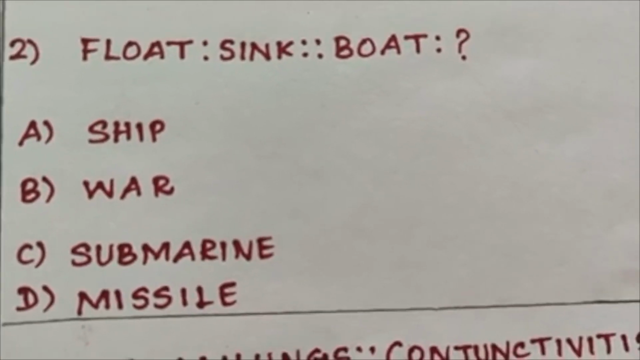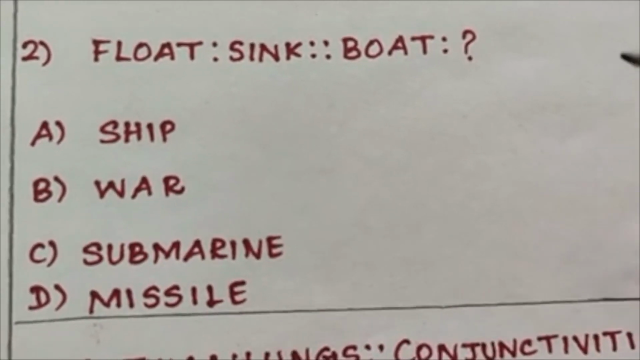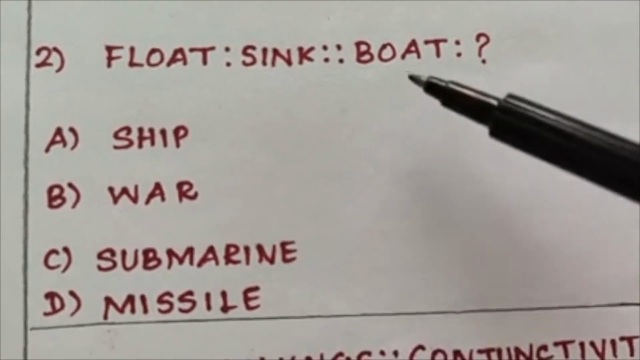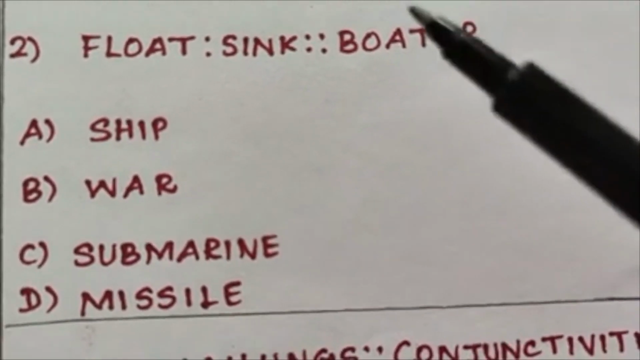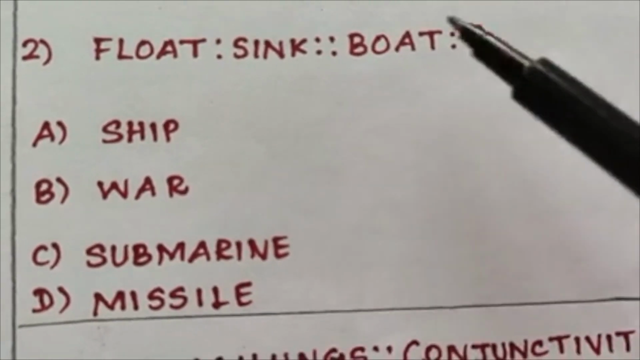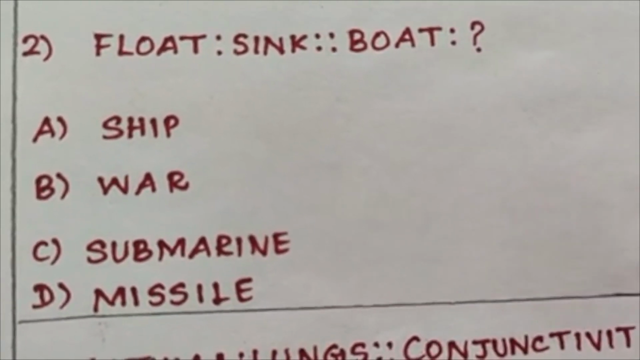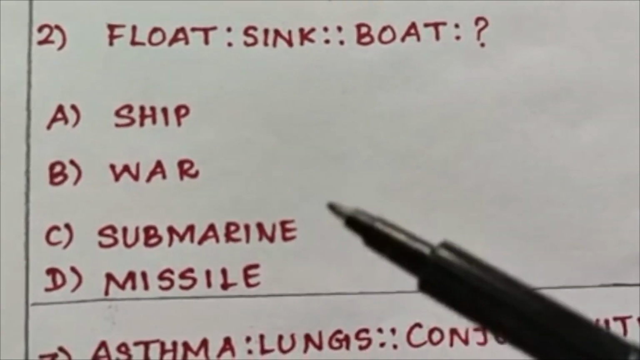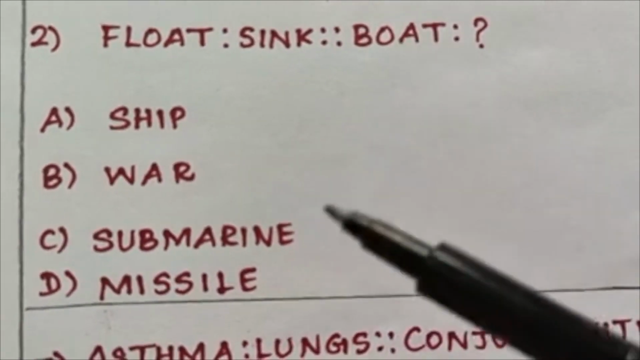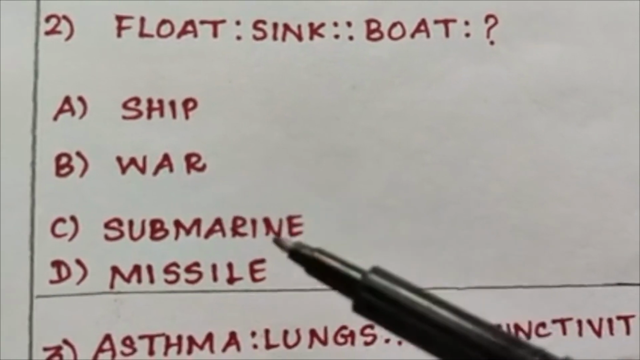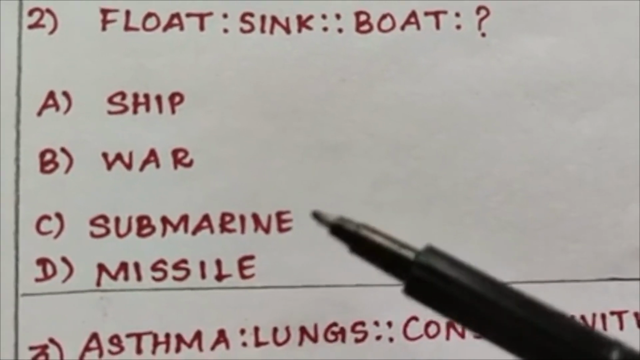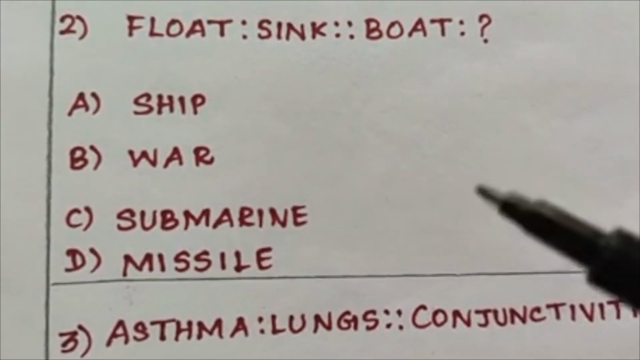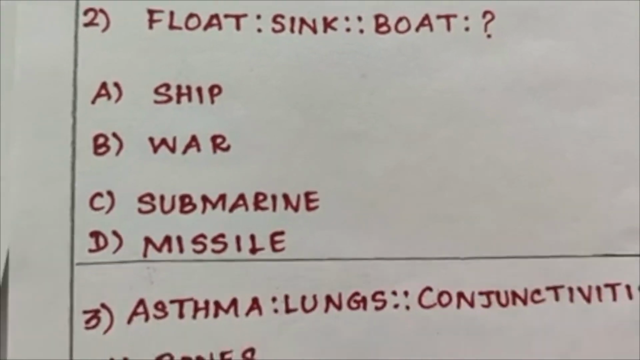So float means above water. Sink means below water, right? In the same way, a boat floats on water. So look at the options. Which one moves under the water? Submarine. Option C, submarine moves under water. So the right option is option C, submarine.